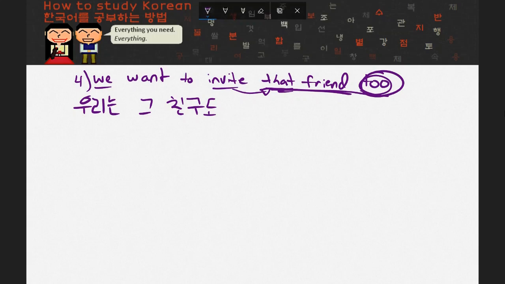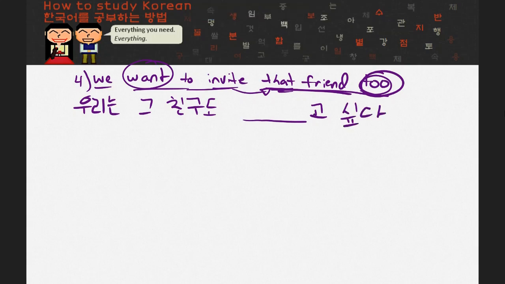Now, if I want to indicate that I invite him or want to invite him, well, if I want to indicate that I want to do any action, I need to put some verb followed by putting 고 onto the stem of that verb, and then 싶다 at the end. So all I need to really do here is put the translation for to invite in this form down here to indicate that I want to invite this friend.